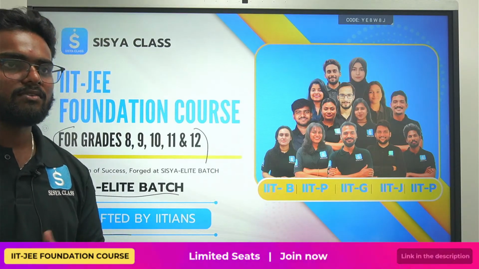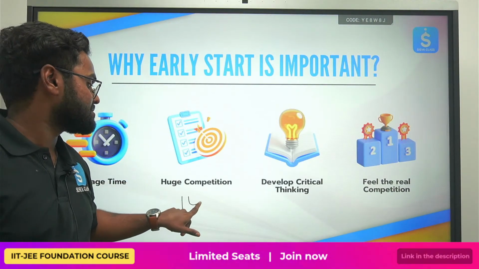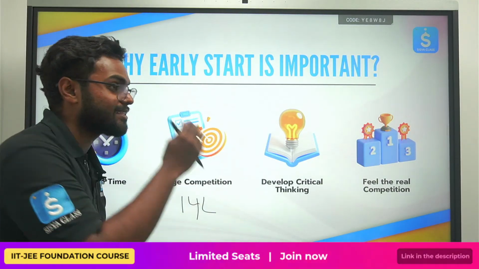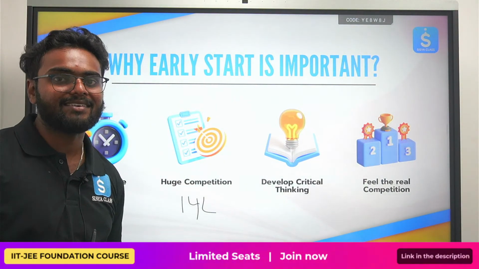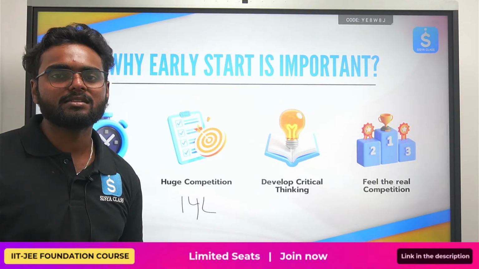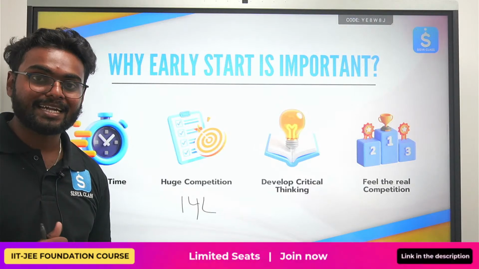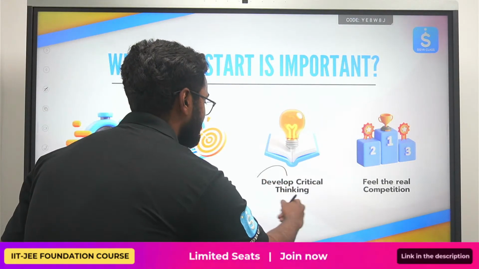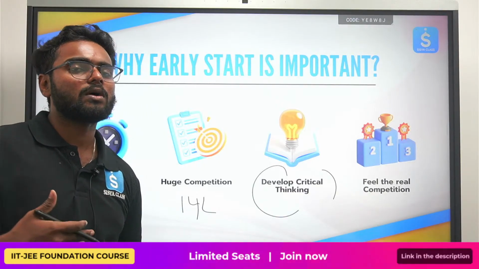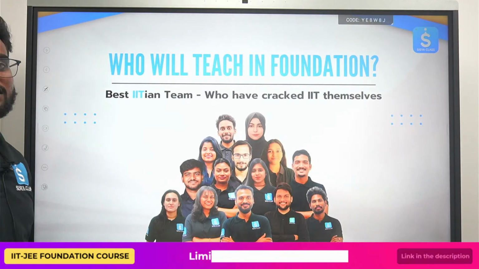In 2025-4 we have seen around 14 lakh aspirants appearing for the exam. Out of them only 2.5 lakh have moved to the advanced level, and merely thousands have converted into IITs. So starting early will always help you to manage the time that you have, and it will give you enough time to develop your critical thinking abilities, and it will let you feel the real competition.